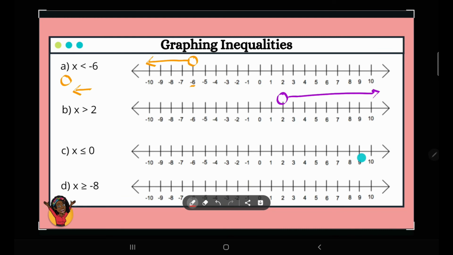Now I have X is less than or equal to 0. So now, is this a shaded or an open circle? If you said shaded or closed, then you are correct. So I'm going to have a closed circle on 0. And because it says that it's less than 0, that means it's going to go to the left because my negative numbers are less than 0. X is greater than or equal to -8. So here, is this an open or closed circle? It's a closed circle on -8. And then I have to ask myself, what are some numbers that are greater than -8? Well, 0 is my positive number, so this line will go to the right. So these are the graphs for the various inequalities.